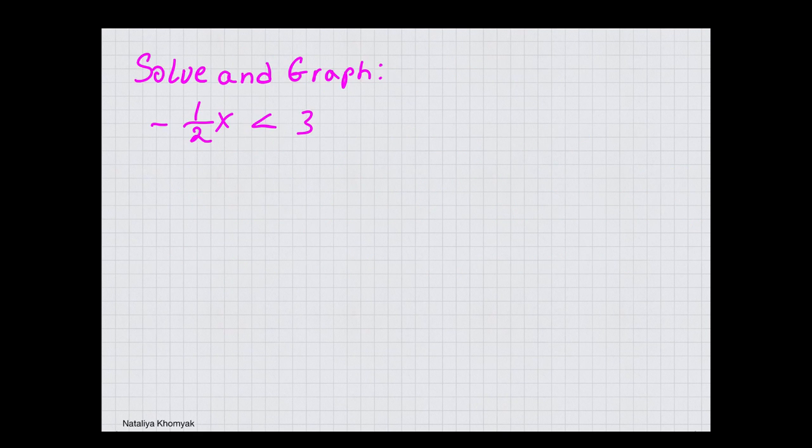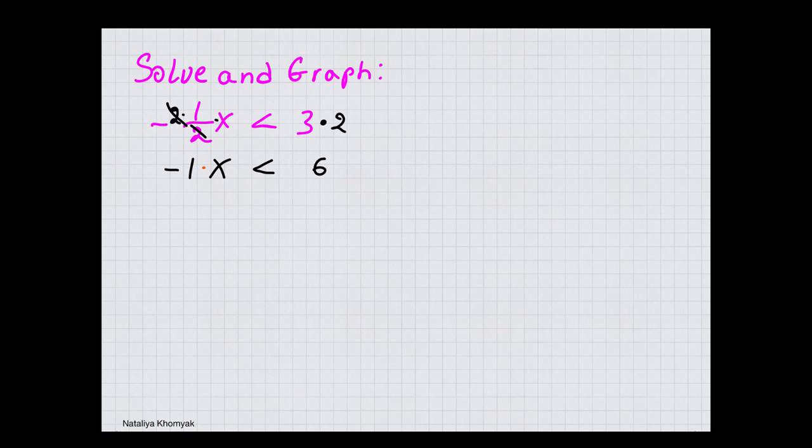Here we have to solve and graph, and we have x being multiplied by a half, but since the 2 is in the denominator, it's dividing x. The opposite of dividing by 2 is to multiply. Whatever you do on one side of the inequality, you want to do the same to the other side of the inequality. 2 and 2 will cancel, so we have negative 1x less than 6.